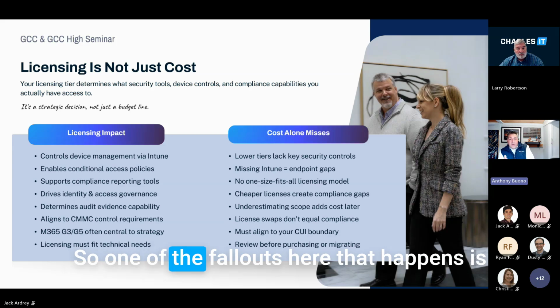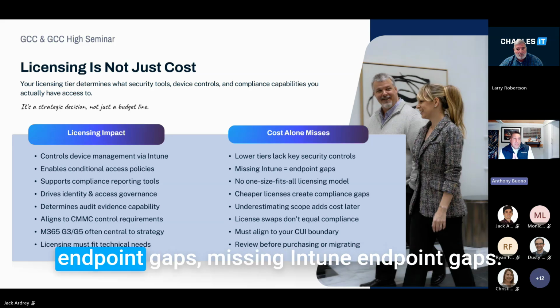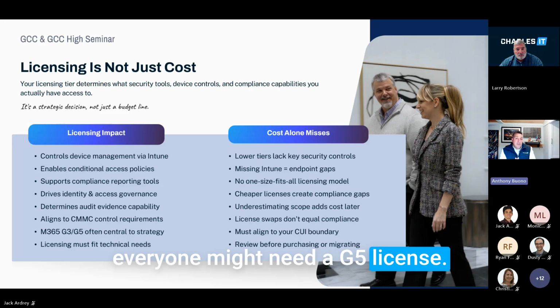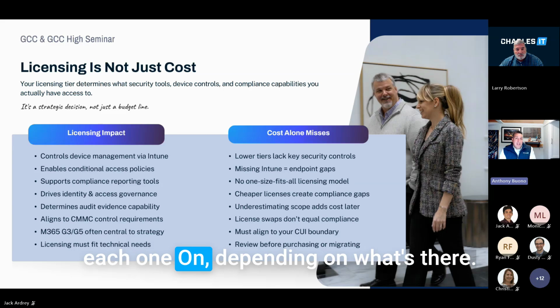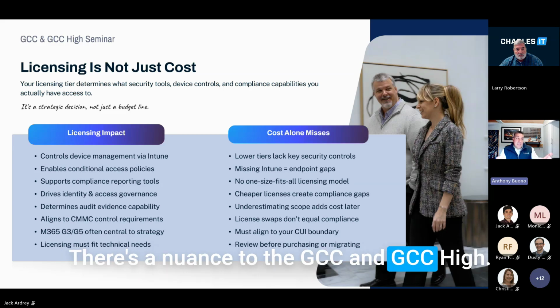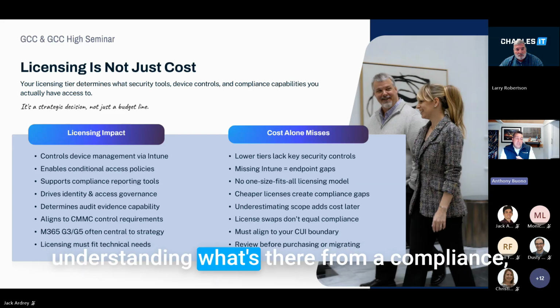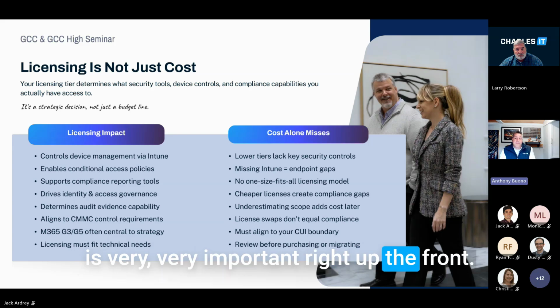So one of the fallouts here is really talking about where the endpoint gaps are, missing Intune endpoint gaps, not one size fits all licensing. Not everyone needs a G3 license. Not everyone might need a G5 license. There's different levels of security for each one, depending on what's there. There's a nuance to the GCC and GCC High. So understanding the scope of what's there, understanding it from a compliance objective later on, and aligning that CUI boundary is very, very important right up front.